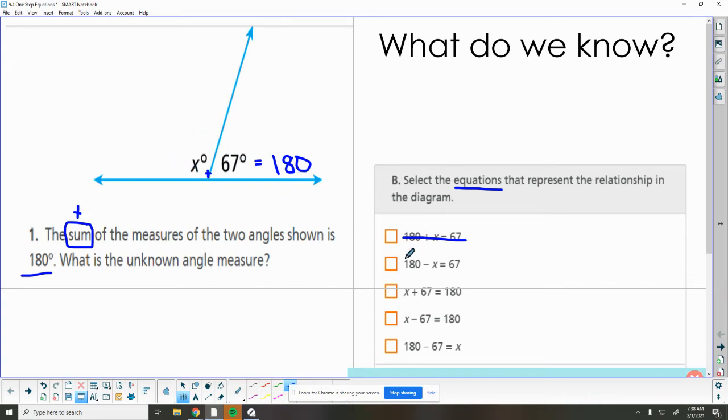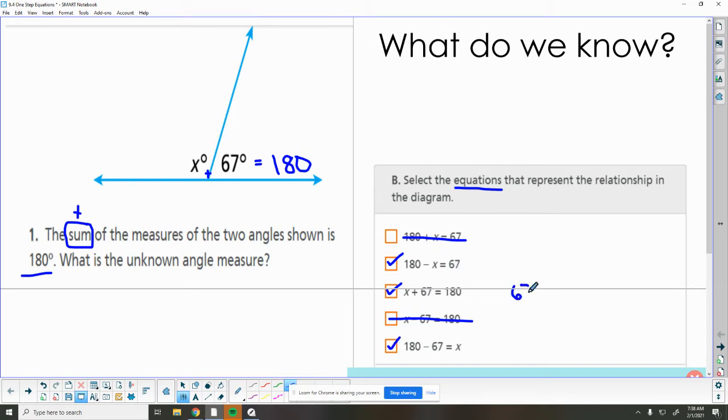So let's see, if I take 180, so here's the total, and I take away X, that will tell me that I'm left with 67. So that one sounds good. I take X, add on 67, I get 180, which is what we wrote down to start with. So if I take X and subtract 67, I should get something smaller, and that's not making sense. And if I take 180 and minus 67, I should be left with X. So we found the three fact families here.